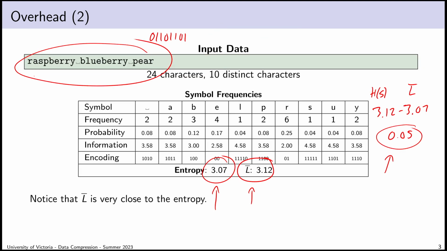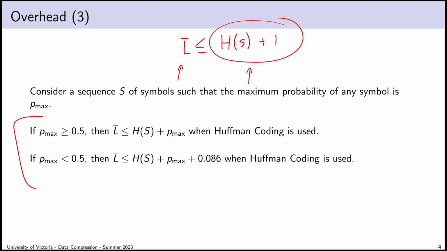So as a point of reference, in this distribution here, what is the largest probability? It looks like the most common symbol is R. So R has the largest probability among all symbols. Notice that in this case, P max would be equal to 0.25. And so in this case, if I wanted to apply this bound, I would have to fall into this situation, P max less than 0.5. And that tells us that L bar will be less than or equal to H of S plus P max plus what? This weird constant that shows up out of nowhere.